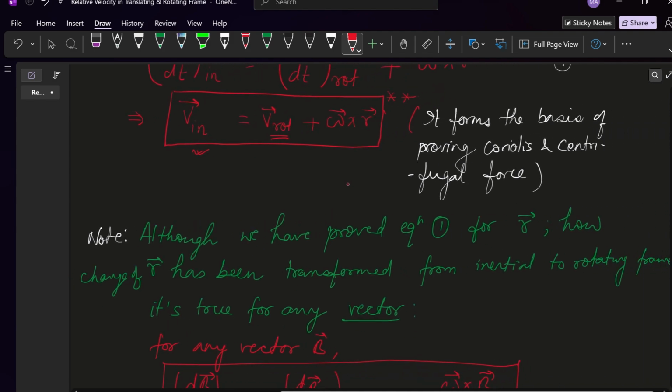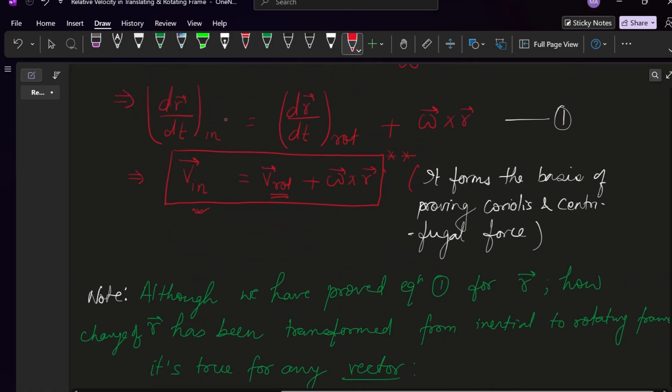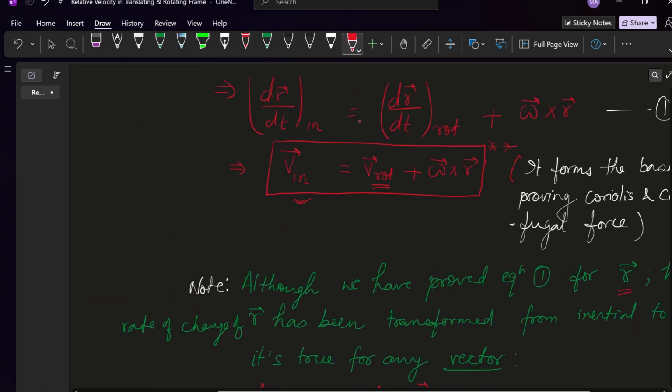Okay, one important point to be noted. Although we have proved equation 1, this one, for this position vector, it is going to be applicable for all vectors, not only for position vector. Very, very nice equation we have. Means rate of change of this position vector in inertial frame is equal to rate of change of the position vector in rotating frame plus omega cross r.